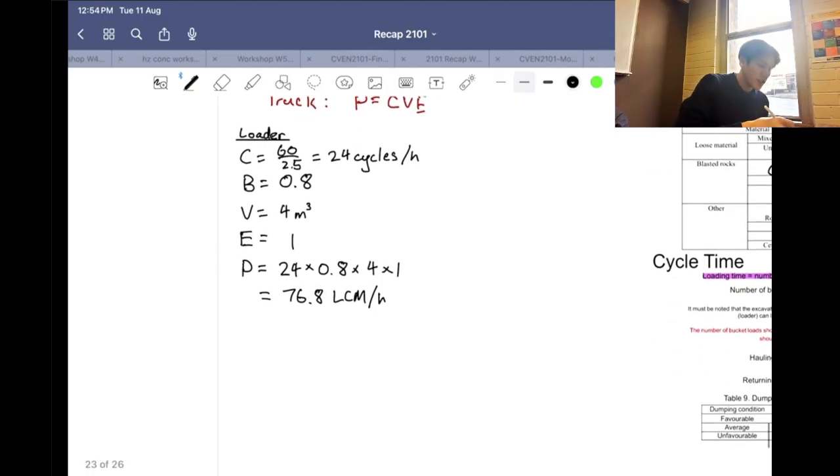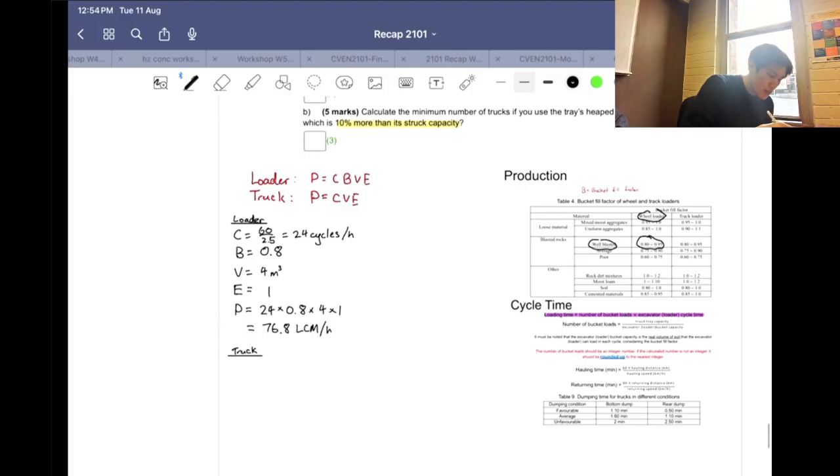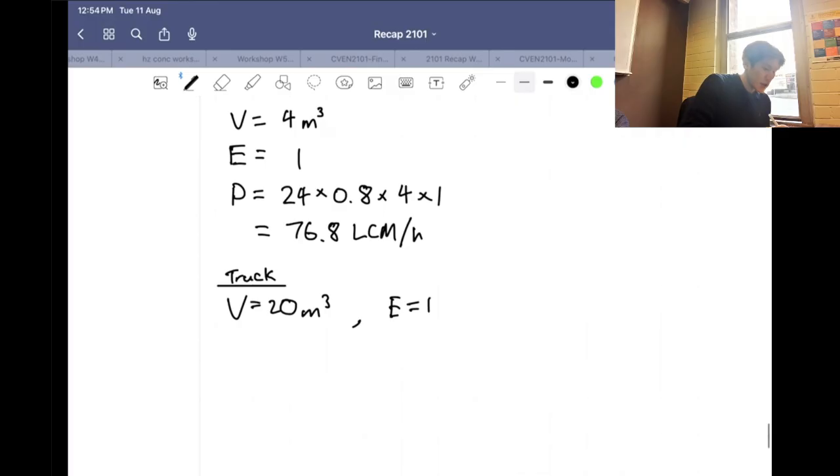Nope, we'll carry on. And for the truck, this one's a bit longer, but similar concept. So you have the formula here, P equals CVE. They told you the volume of the truck tray is 20 meters cubed, and they didn't mention the efficiency, so you just assume it's 1. And now we look at the cycles. You want to find the cycle hour, but to do that, you need to find the cycle time first.